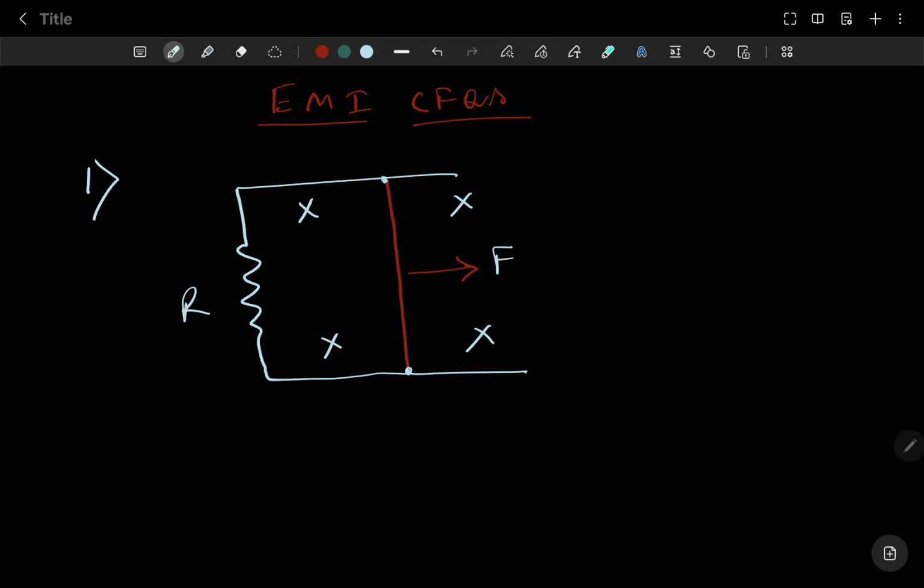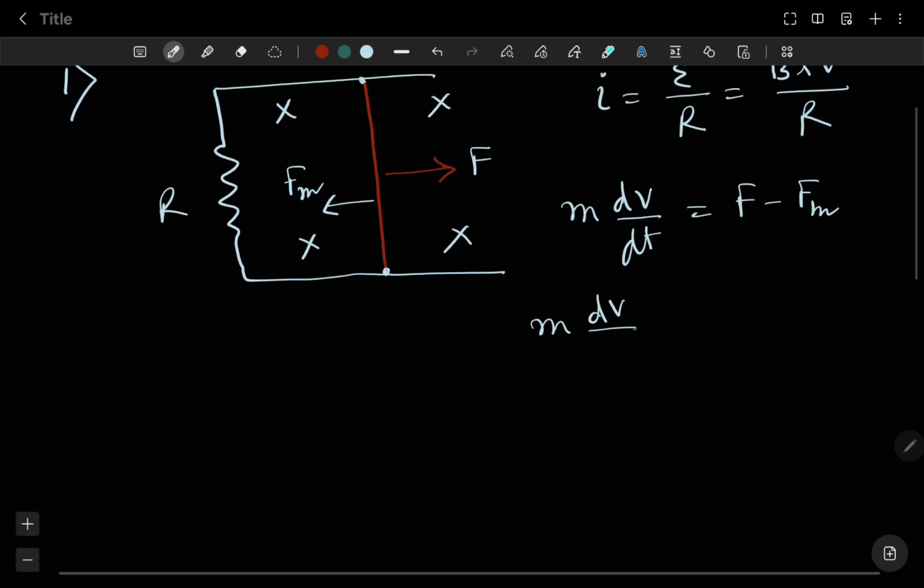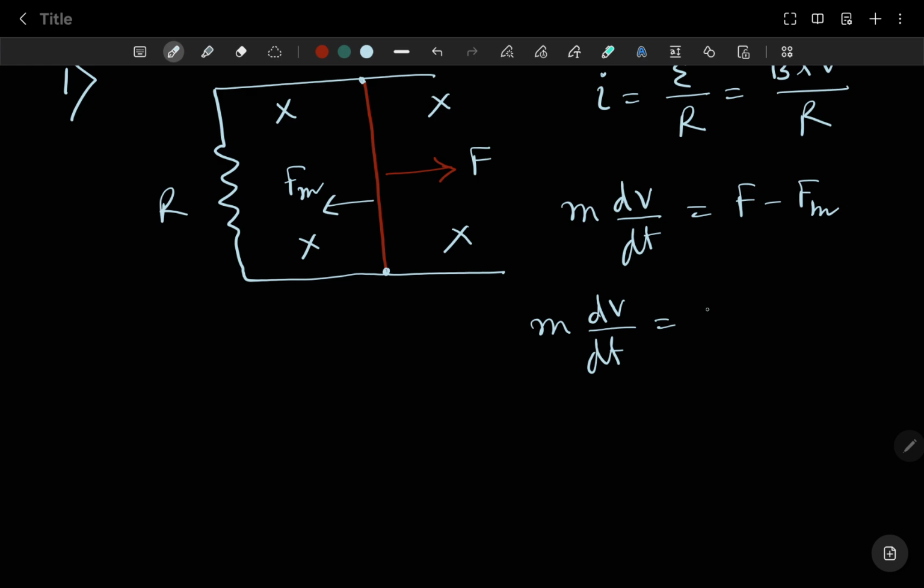Okay, so let us do it like this. The current will be epsilon by R, induced EMF by resistance. Now epsilon is BLV by R. So obviously a Lorentz force will act like this, Fm. So the equation of motion will be mass into acceleration is F minus Fm. So m dv/dt is F minus Fm, which is BIL.